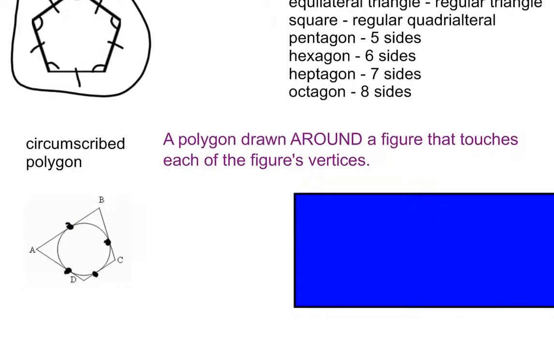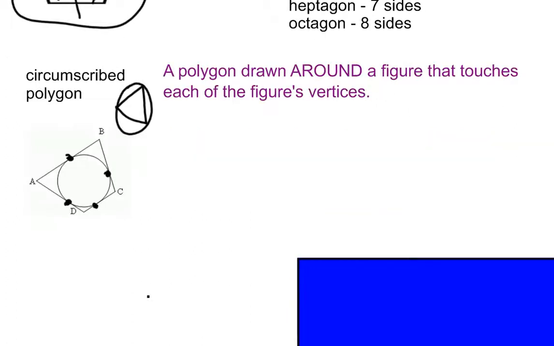Okay. A circumscribed polygon is sort of the opposite of an inscribed one. An inscribed polygon was when the polygon was inside of a circle, and all the vertices touch the circle. Circumscribed is where you start with a polygon and you draw a circle that touches each of the sides exactly once.